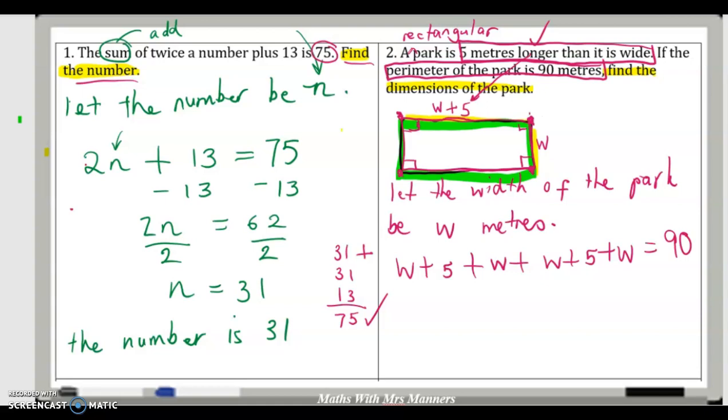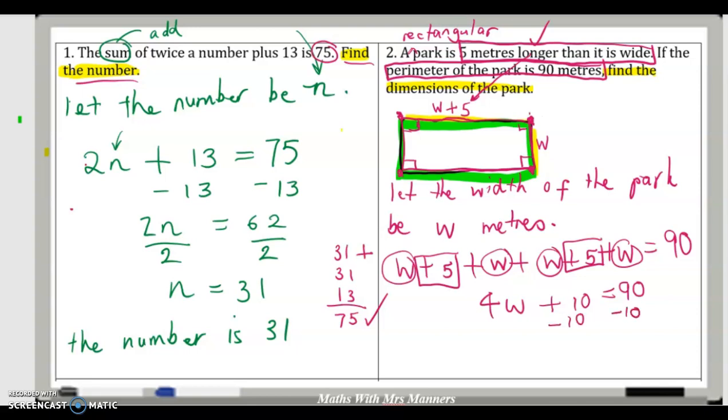I don't need to put units in the equation. So I can see I've got these like terms all on the left-hand side of the equation. So I'm going to collect the w's together, giving me 4w plus, and then I will collect the 2 fives, giving me 10. So I know that 4w plus 10 equals 90. Now I'm going to subtract the 10, which gives me 4w equals 80, and I will divide by 4, which gives me w equals 20.